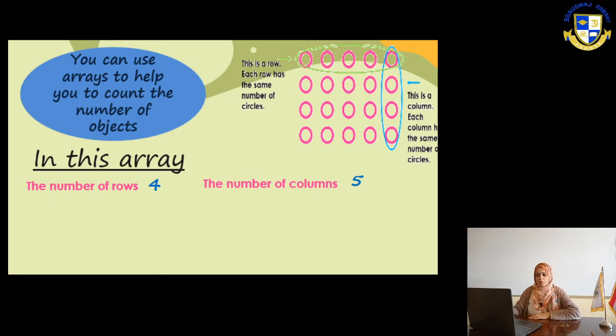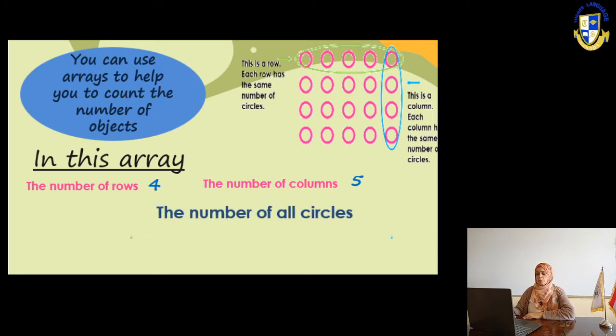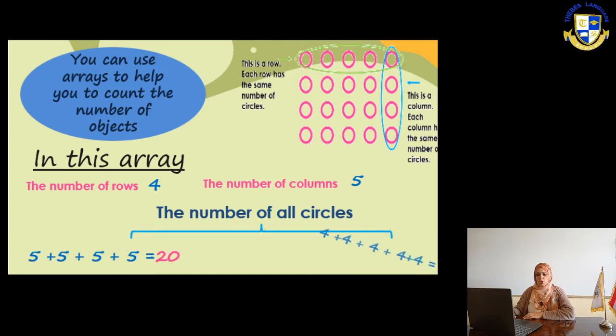What is the number of all the circles? You can do 5 plus 5 plus 5 plus 5 equals 20, and this way you are counting the rows. Or you can count the columns: 4 plus 4 plus 4 plus 4 plus 4. It will give you the same answer of 20. So the rows and the columns will give you the same answer for the array.